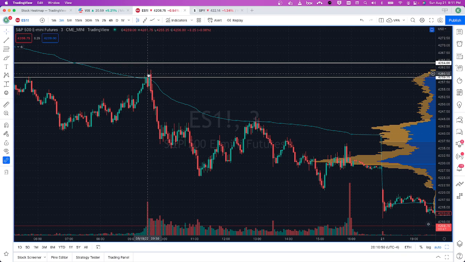So it gave plenty of time to enter, because this is the 3-minute chart. So we had a little less than 9 minutes to get in this trade, which is actually a very long time with trading. So we could load up here, and I have a line drawn above it.